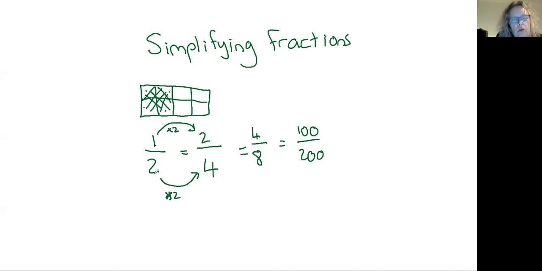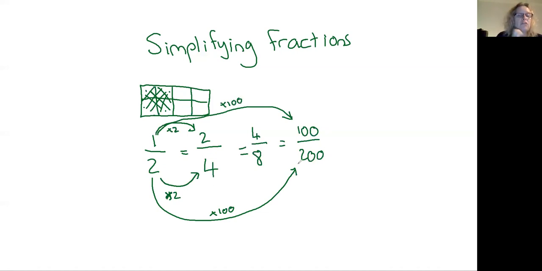So if I multiply this number by something, in this case I've multiplied 2 by 100 to get 200, then I multiply this number by the same amount, then I've got a fraction that's equivalent. Okay, I've got 100 times as many pieces, so I'm shading in 100 times as many pieces. And it works the same way going backwards.